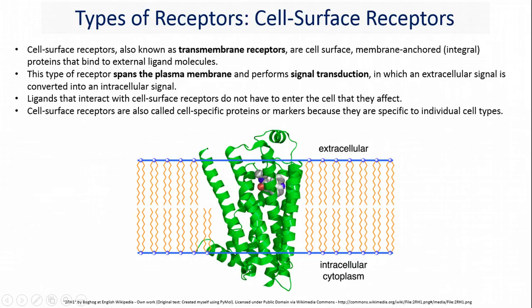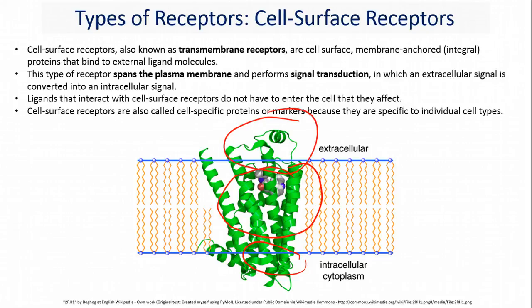The second type of receptor is called a cell surface receptor. This is the receptor we talked about in our general form of cell signaling, and this is what we are going to focus on in the rest of this lecture. Cell surface receptors are transmembrane proteins, which means that they have an intracellular domain, a domain that exists inside the cell membrane, and an extracellular domain.